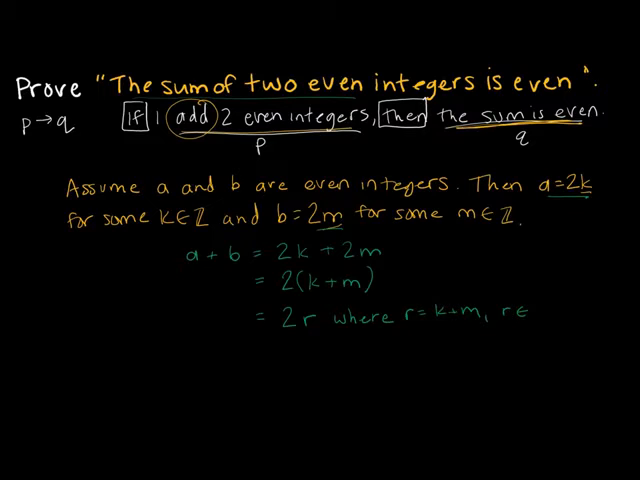That was a bad r, but you get the idea. So what I have said is when I'm adding these two even integers, I get some other even integer. So therefore, the sum of two even integers is even. QED.